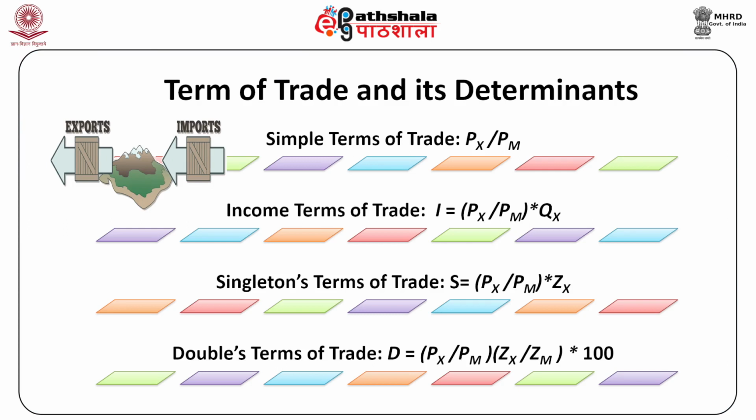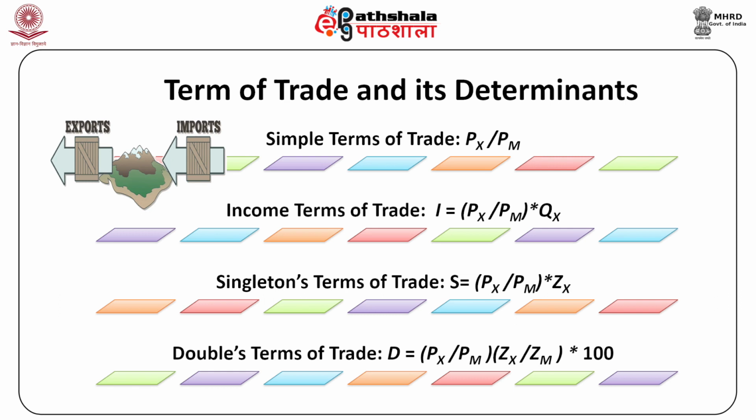There are various types of terms of trade in international trade theories. Simple terms of trade is Px upon Pm. It is simply the ratio of price of exports to price of imports, where Px refers to the price index of exports and Pm refers to the price index of imports. Income terms of trade, that is I, is equal to Px upon Pm multiplied by Qx. It means the export-based capacity to import, where Qx refers to the volume index of exports.